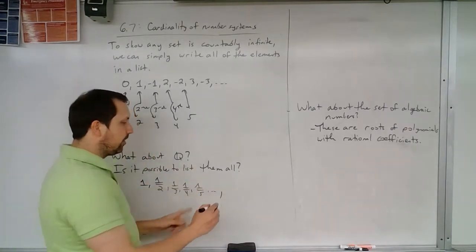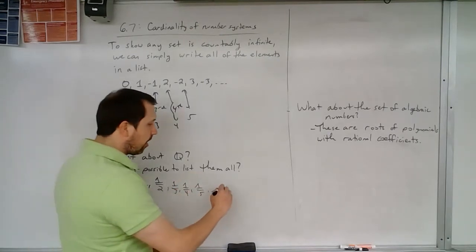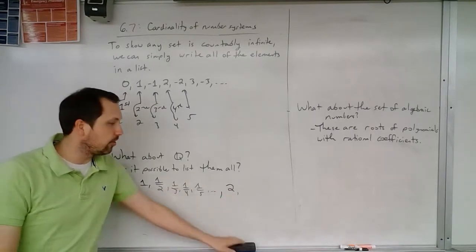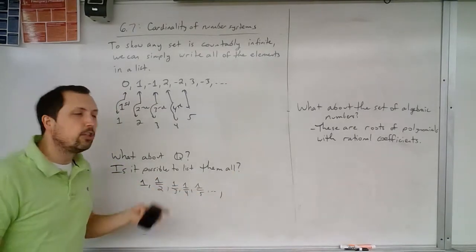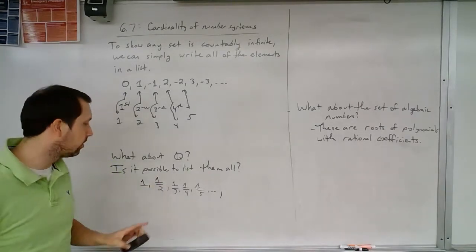You're not allowed to just say, okay, continue on with that pattern, and then when you're done, we'll start at 2, because you're never done. You're just going to keep going. So you never get to this point of 2. So you're not allowed to make the list like that. So it seems like maybe we won't be able to make a list of all the rational numbers.